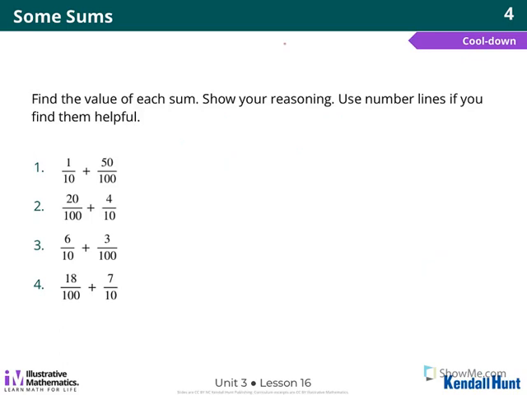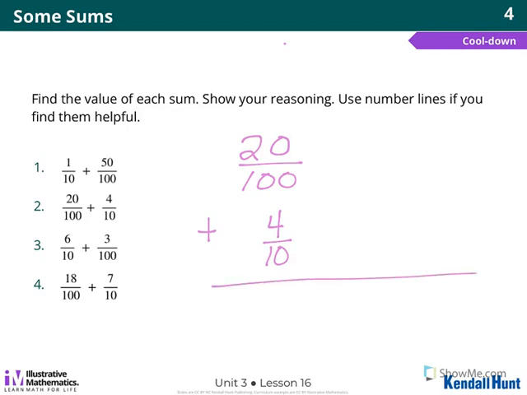Okay, now let's look at number 2. Again, we have two different denominators. I'm going to start by rewriting it vertically. 20 hundredths plus 4 tenths. I look at my denominators and I should definitely know by now 10 and 100 go into 100 evenly.